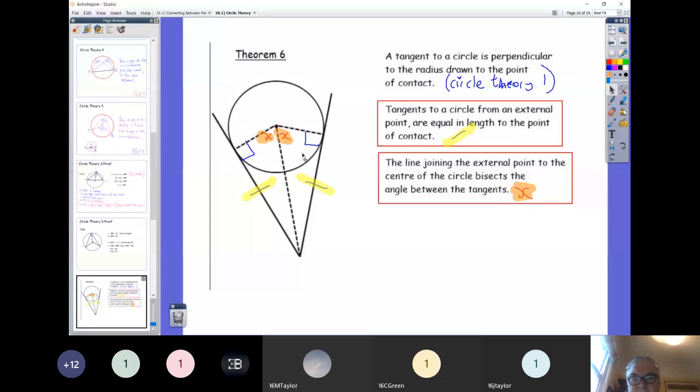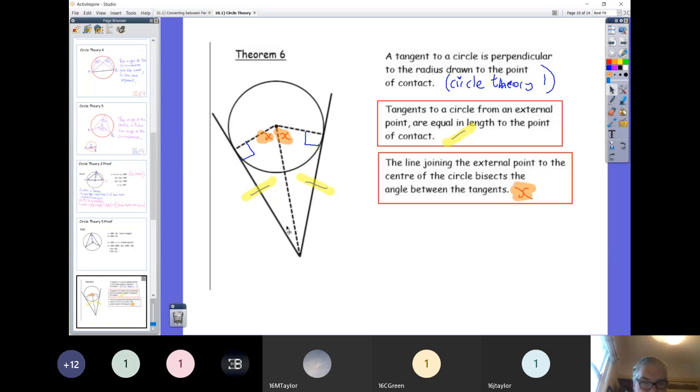Now let's call this angle here x. So what we know is the tangents to a circle from an external point are equal in length to the point of contact. What we're saying there is this length here must be the same as this length here. And we can see that they must be because the radius is a common side. They've both got the radius in common and they've got their angles in common. They've both got 90 degrees. They've both got an x. So these would both be a y.